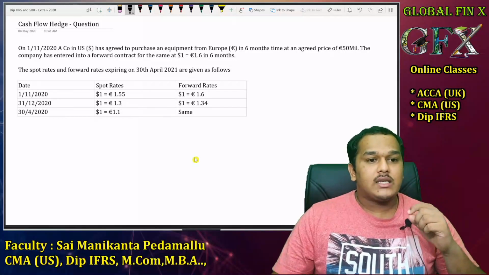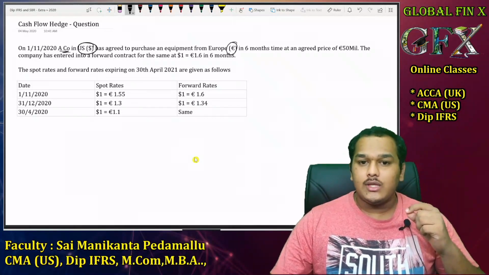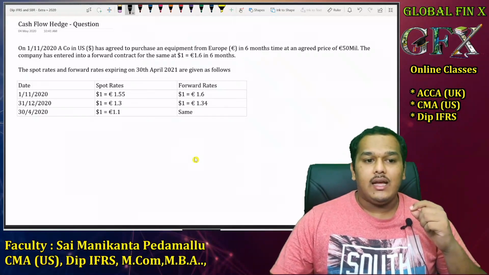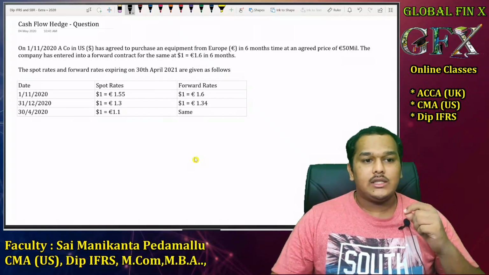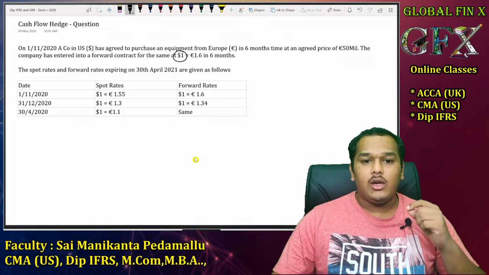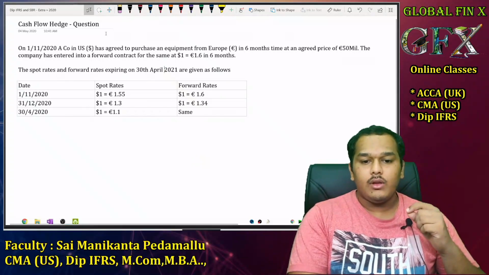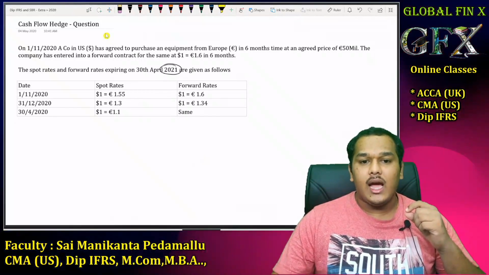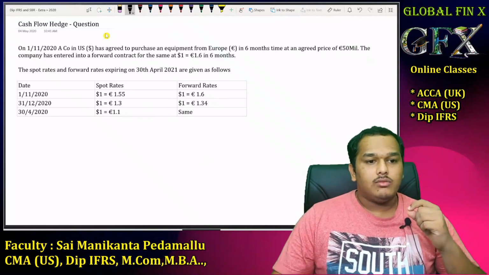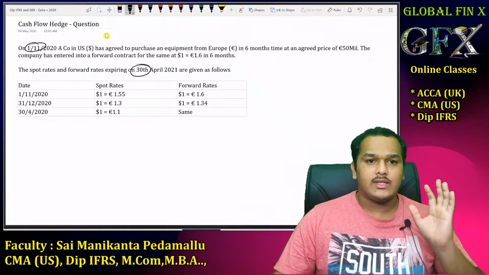Now, on 1st November 2020, a company in United States has agreed to purchase an equipment from Europe, in euros, in 6 months' time at an agreed price of 50 million euros. The company has entered into a forward contract for the same at $1 equal to 1.6 euros in 6 months' time. The spot rate and the forward rates expiring on 30th April 2021 are given as follows. So 30th April, 1st November, December, Jan, Feb, March, April. So 6 months. Absolutely fine.